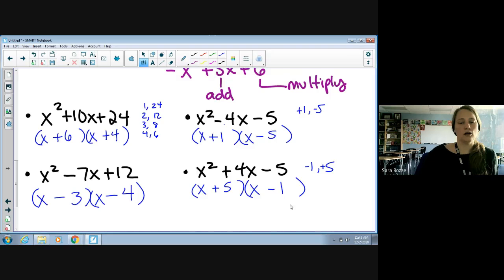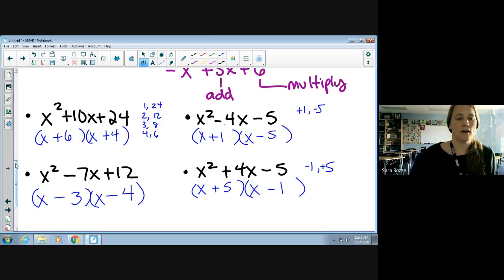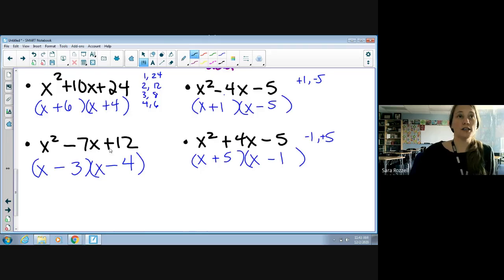Any questions on this kind of factoring? Thumbs up if we remember this, if we're kind of thinking about 8th or 9th grade again, maybe. Okay, all right, the next kind we're gonna do are difference of squares. These are my favorite because they're so easy.